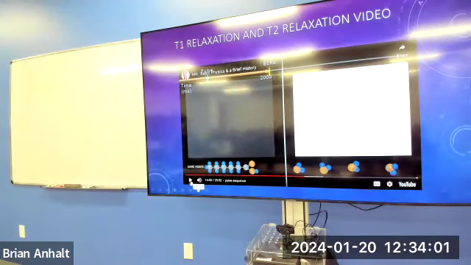Also keep in mind when watching these videos, for simplicity's sake, they're getting rid of the 180 degree. It's happening, it's just not being demonstrated, because it just adds more complexity. Just know that whatever your TE is in a spin echo sequence, there was a 180 degree refocusing pulse at one half of that.